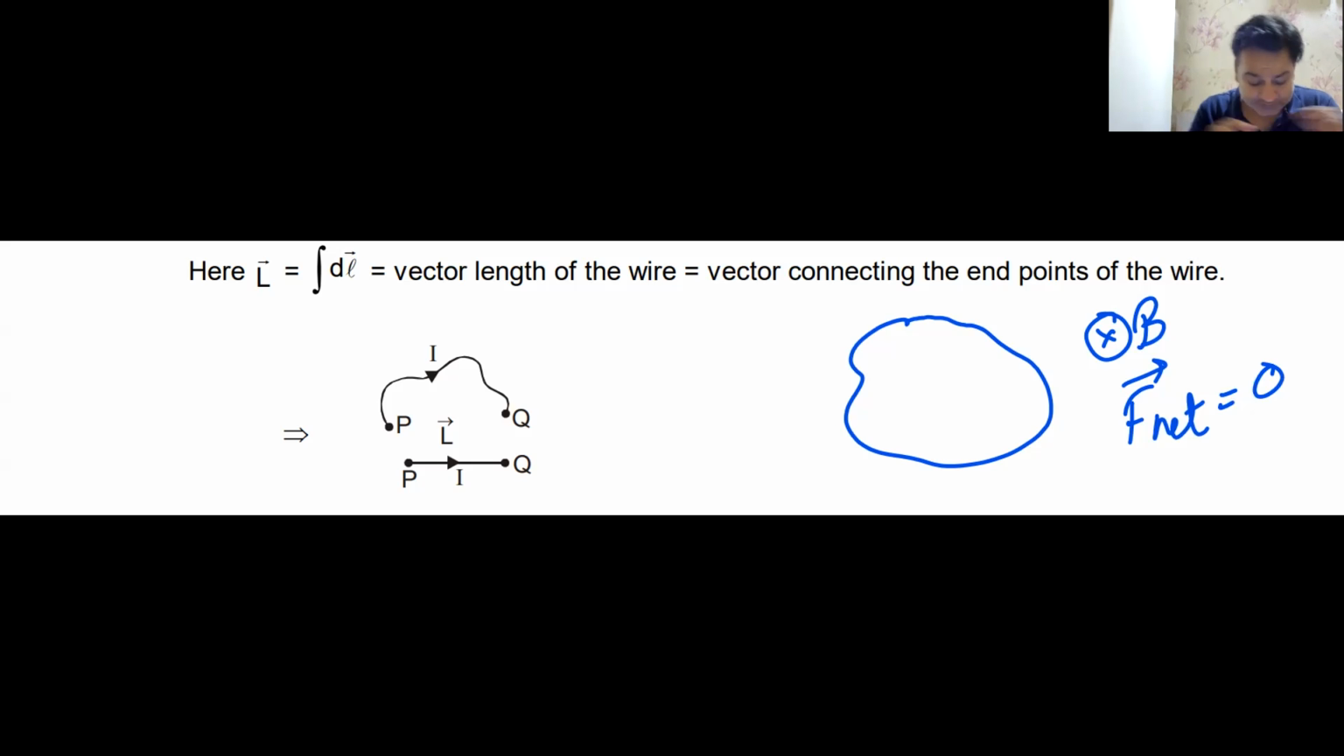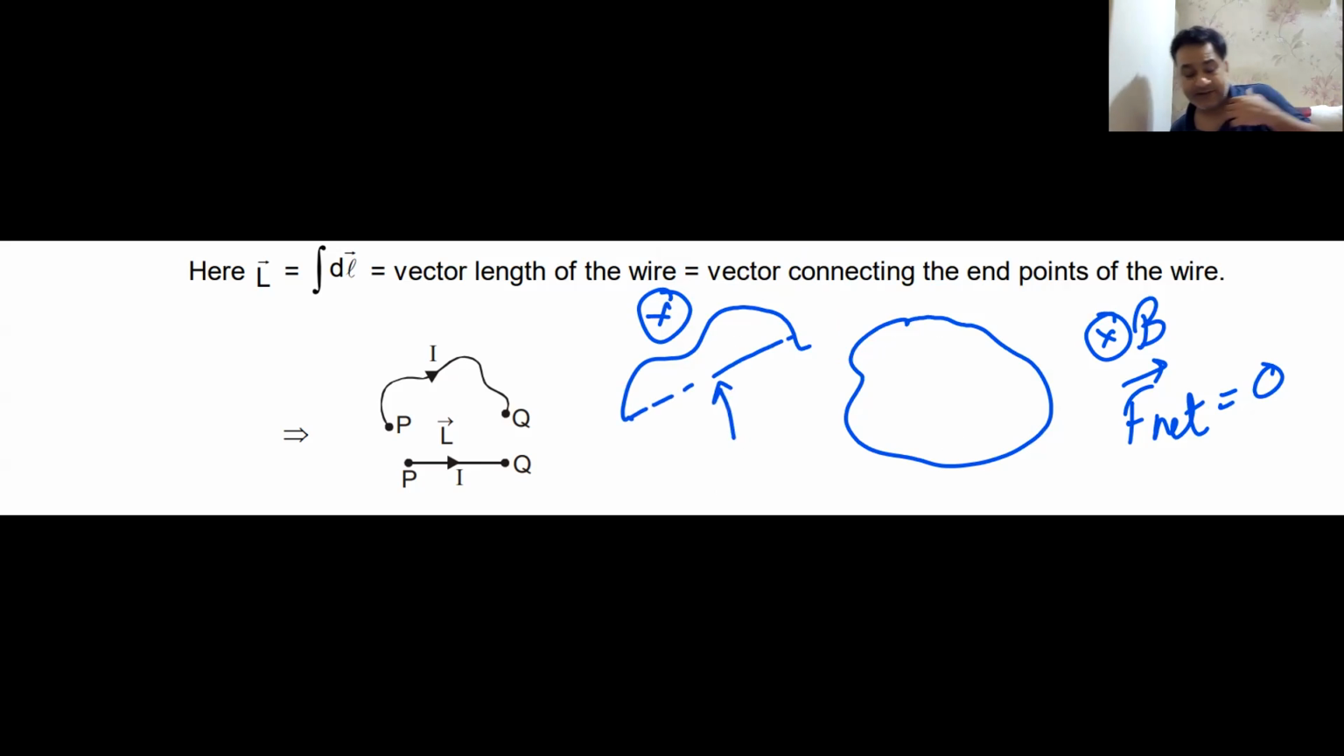Okay, if you know this, that means if you have any random shape of wire which is placed in a magnetic field and someone asks you what is the force on this, what you got to do is just close this wire, find the force on this segment, and the opposite of that would be the force on the wire. I hope you know this.